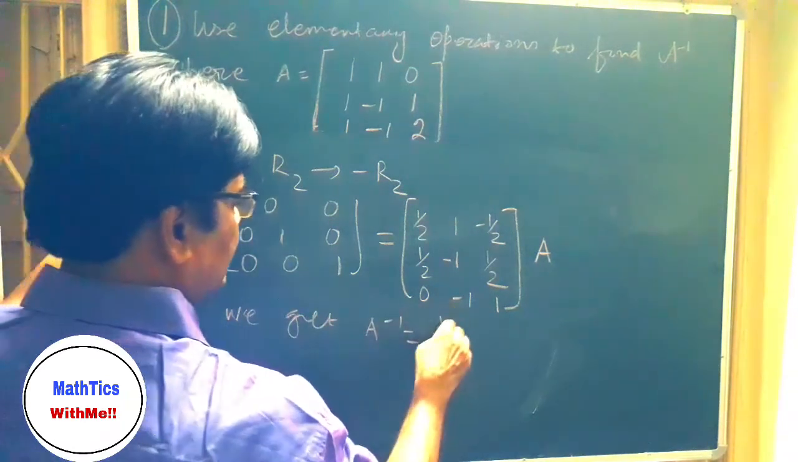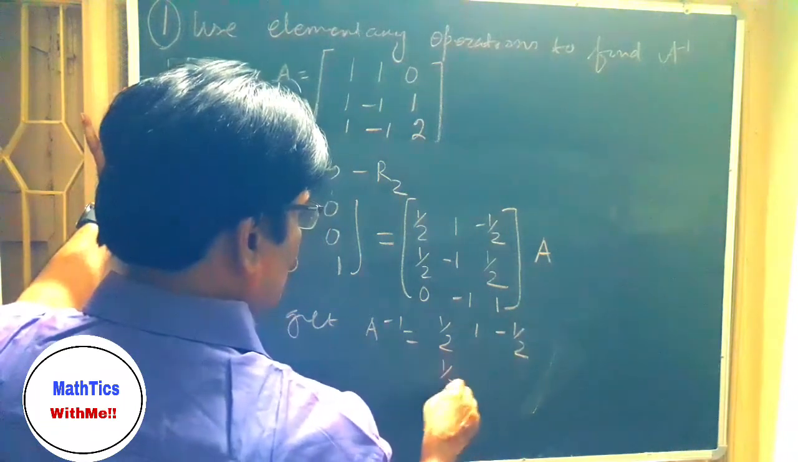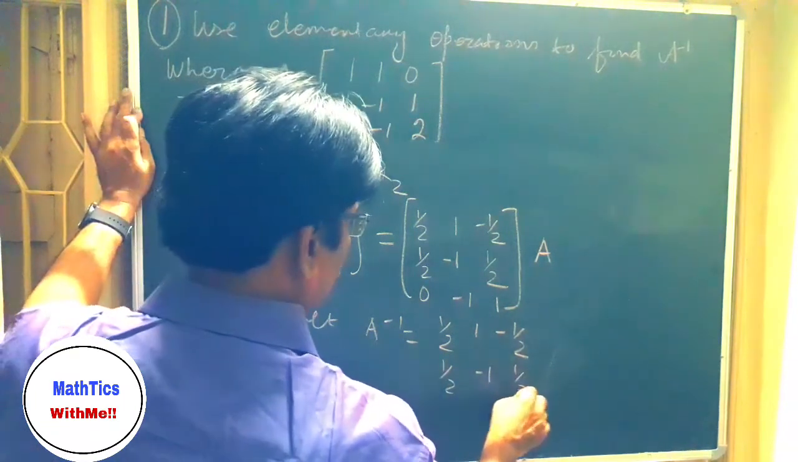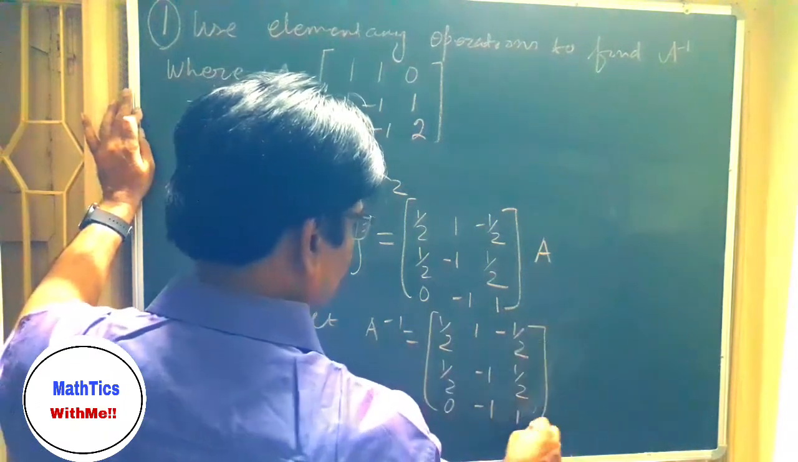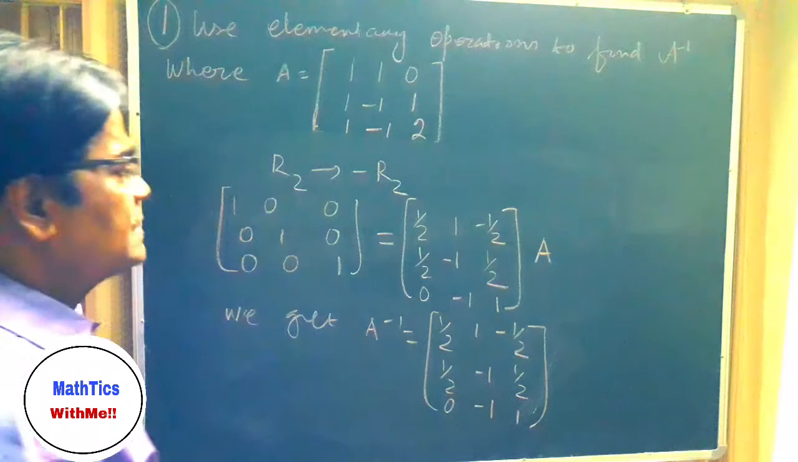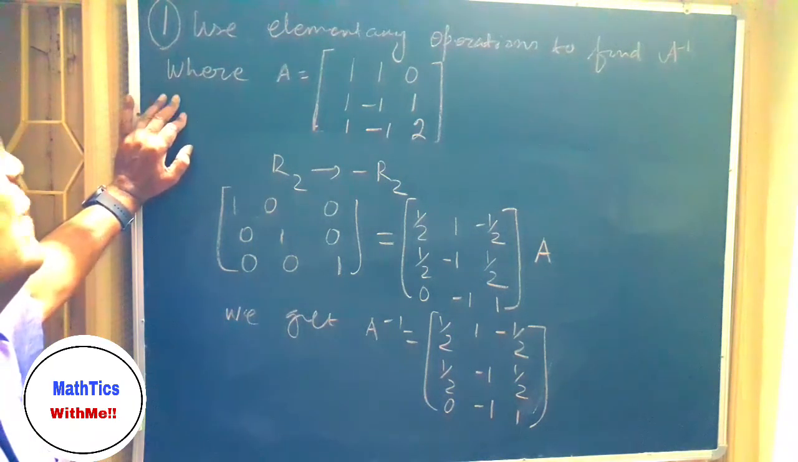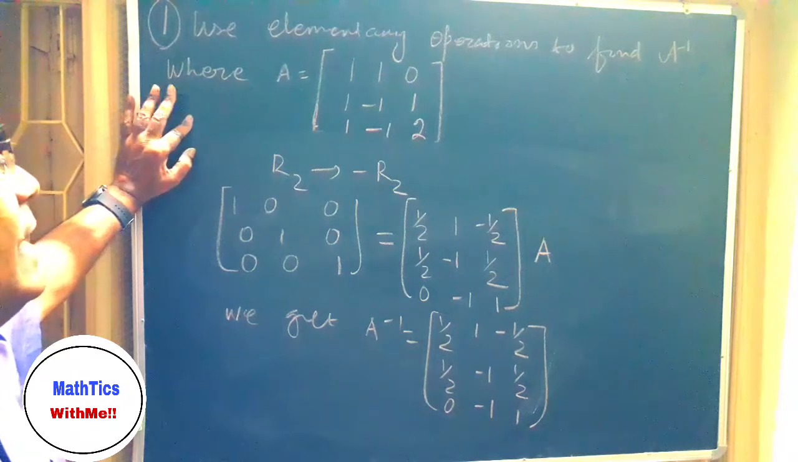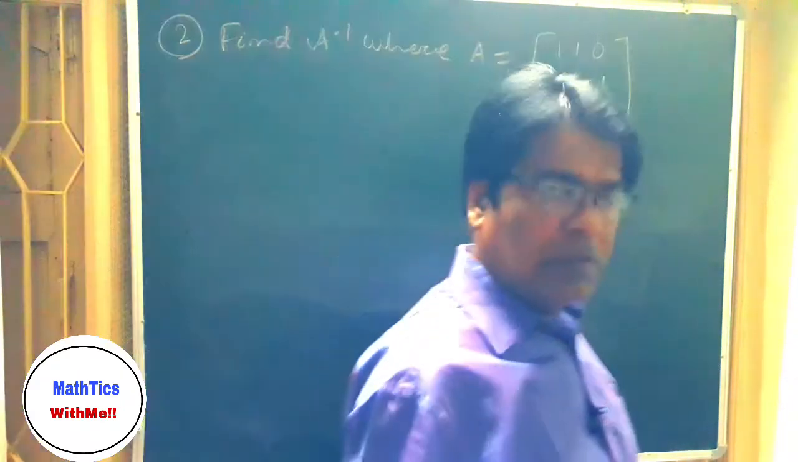A inverse is equal to half, 1, minus 1 by 2, 1 by 2, minus 1, 1 by 2, 0, minus 1, 1. So we are getting A inverse, and this is the process by which you can use elementary operations in order to find the inverse of a matrix.